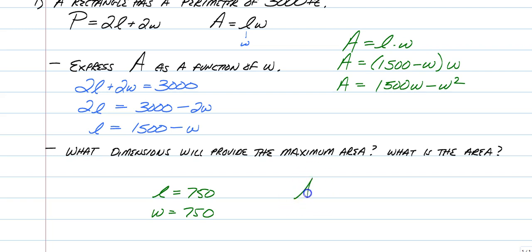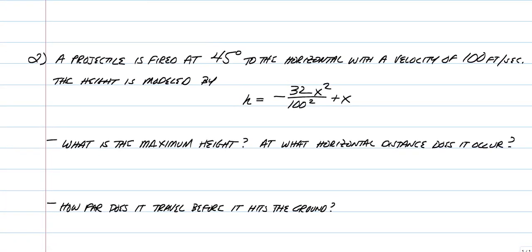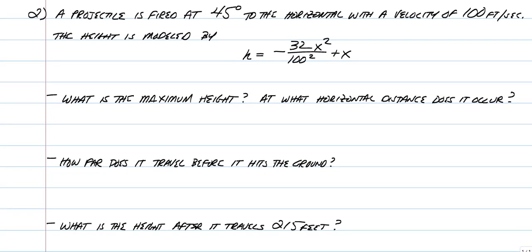The area is 562,500 square feet. Okay? So that's how we use our graphing calculator to find maximums. The next example is just interpreting a function. Now, this one is going to be very easy to do with our graphing calculator. The equation was given to you.